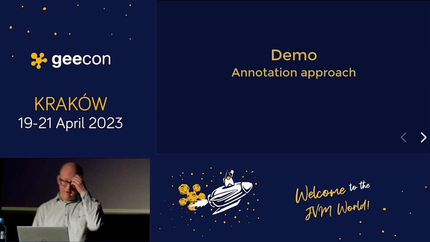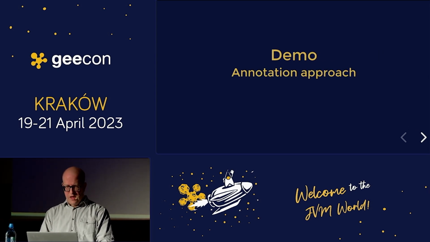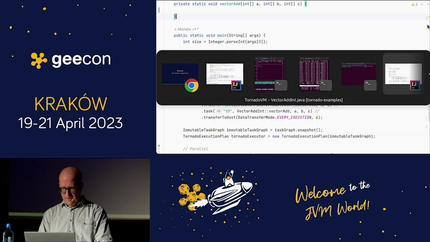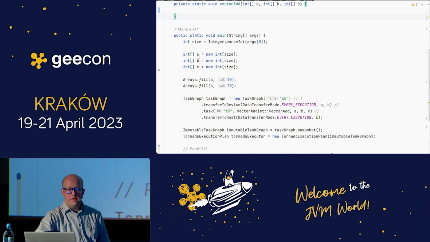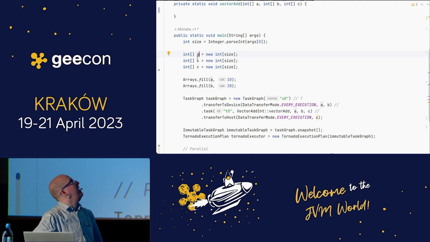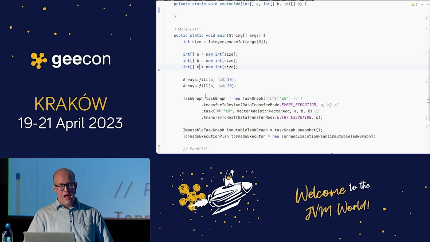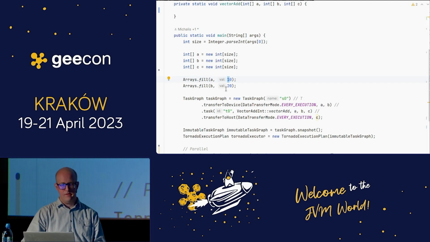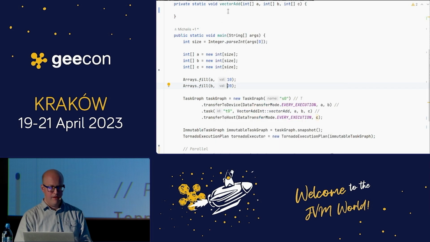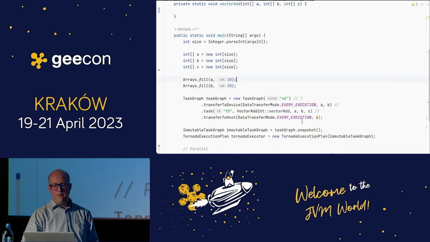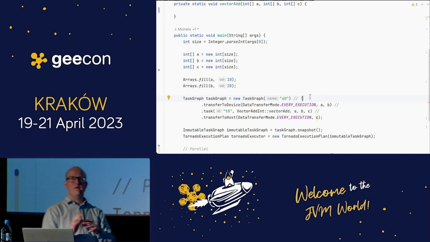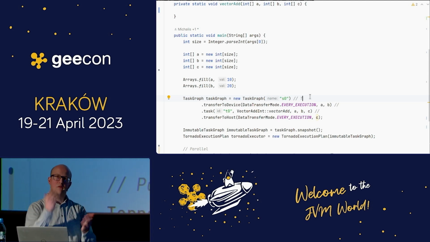Okay, let's jump quickly, we have plenty of time, to the annotation approach, and let me show you how it is done. For example, we have two arrays, A and B. We want to add them into a third array. So what we do? We fill the first array with some numbers, for example, tens, the second array with 20s. And then we prepare execution on the graphics card. It's not out of the box that I will say this needs to be executed on the graphics card. I need to prepare it a bit.